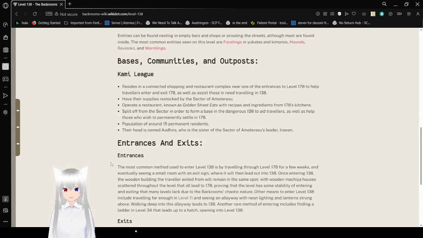Population of around 15 permanent residents. Their head is named Adhira, who is a sister of the Sector of Amaterasu's leader, Irwan.